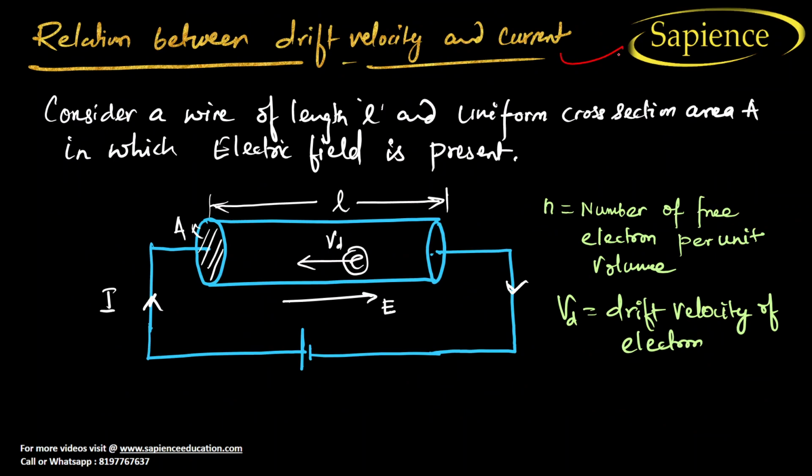Now, the relation between drift velocity and the current. We have already discussed drift velocity. Now let us find the relationship between drift velocity and the current. Consider a wire of length L, with uniform cross-sectional area A, in which the electric field E is applied. Now I will assume that N is the number of free electrons per unit volume. In one unit volume, N is the number of electrons. Vd is the drift velocity of the electron.